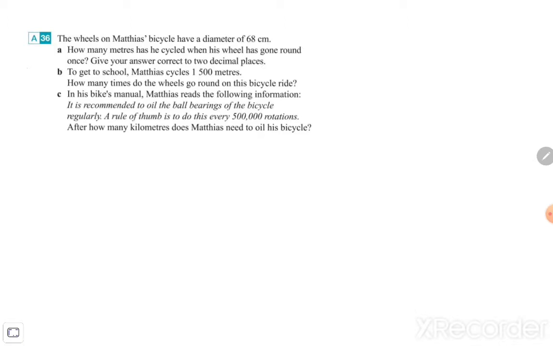Alright, so what we need to do. First, I always start with a kind of sketch. So this is the wheel of Matthias, where the diameter is 68 centimeters. To calculate the circumference, we need to do pi times 68, because then we know the length of the wheel of Matthias.